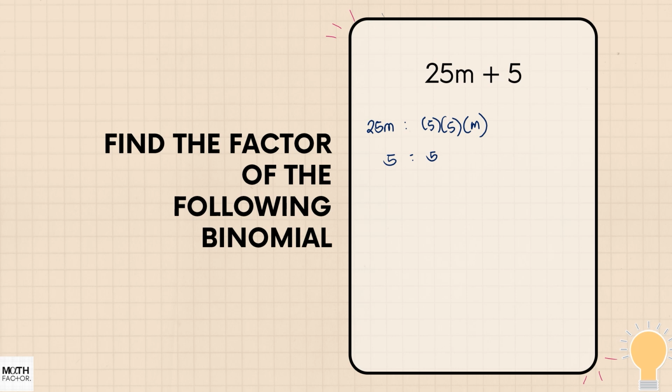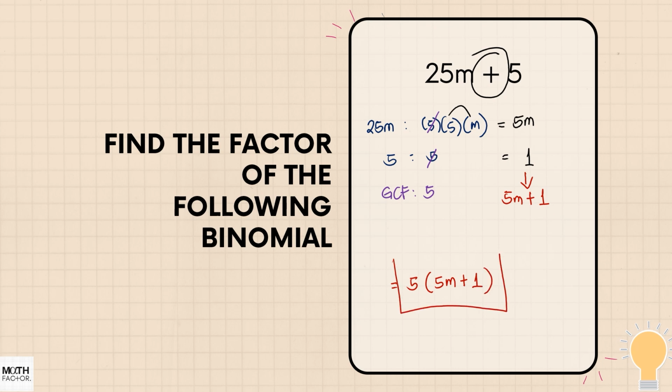And then let us identify the GCF. They are common with 5, so the GCF is 5. While getting the GCF, we will also take note of the remaining factors, and the remaining factors will serve as our binomial factor. As for the remaining factor for 25m, we still have 5 times m, which is 5m. And since there is no remaining factor for 5, we will use 1. Next, we will form a binomial with the remaining factors using the operation of the given binomial. In this case, we have addition. Therefore, the binomial factor is 5m plus 1. As a result, the factor of 25m plus 5 is 5 times 5m plus 1. And there you have it.